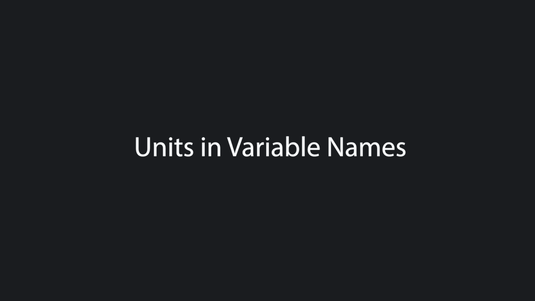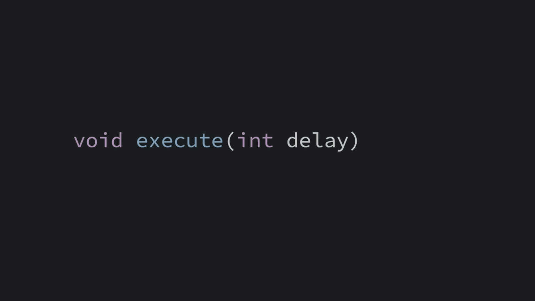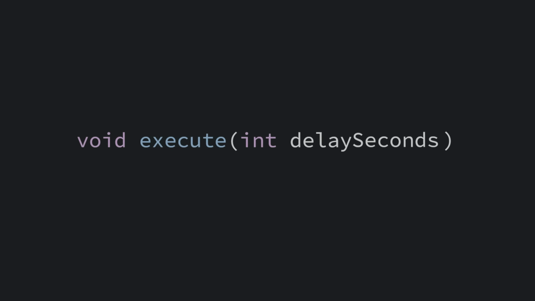Related, it's considered good practice to put units in your variable names. For example, if you have a function that accepts a delay time, if this value is in seconds, you should name the variable delay seconds. This way, it's clear to the user of the function that they better be putting in seconds. It's also more clear to someone editing the class itself what unit they're working with.